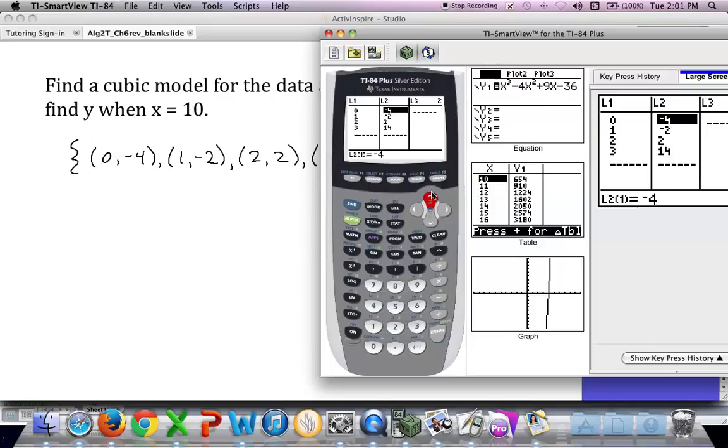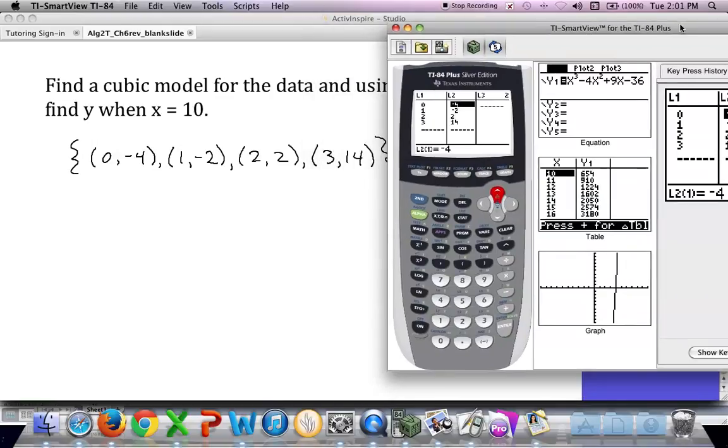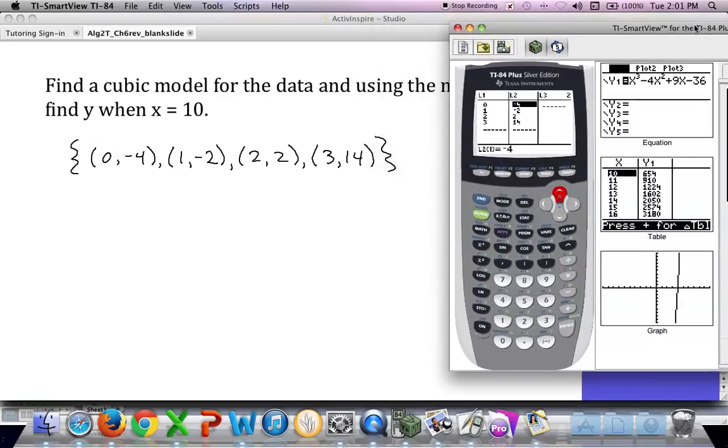So the data is still in there from this morning, right? So you put the x values under L1, you put the y values under L2. You should have exactly those numbers in there. Okay. How do you turn that now into a cubic model?